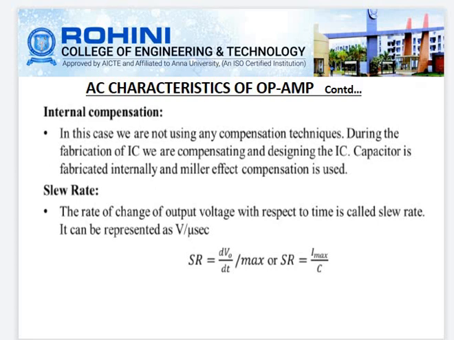Slew rate. The rate of change of output voltage with respect to time is called the slew rate. It can be represented in volt per microsecond. So slew rate is given by dV0 by dt maximum, or slew rate is equal to I maximum divided by capacitance C.